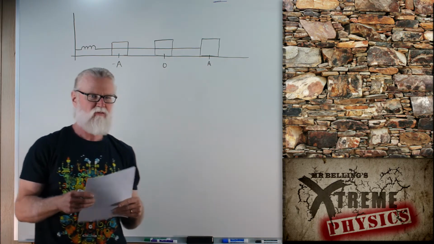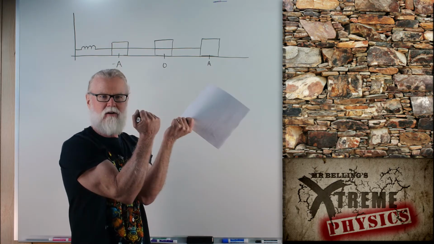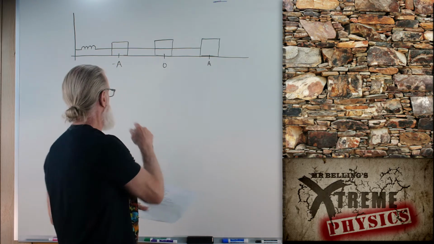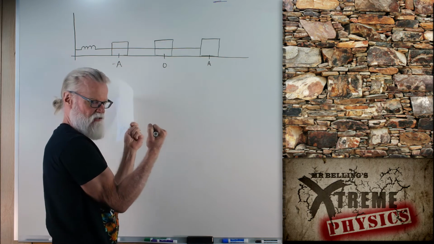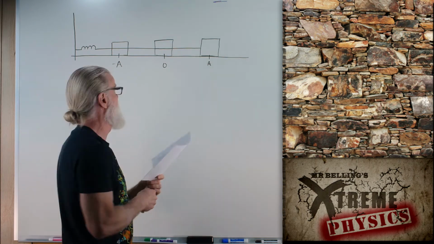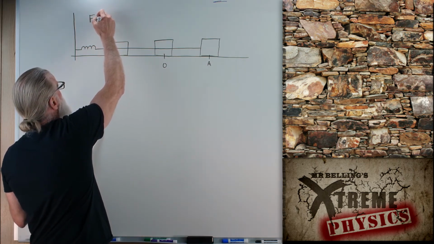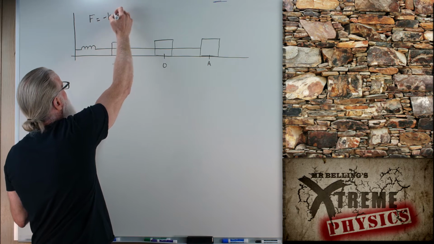Now, physically, I don't have a spring that can both stretch and compress, right? In this model, this spring can stretch and it can compress. And it's an ideal spring, so the force of the spring is going to be negative kx.